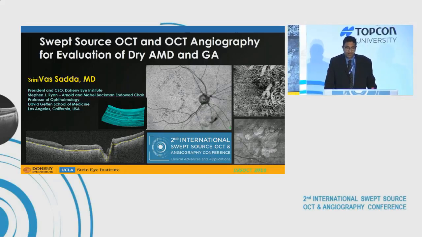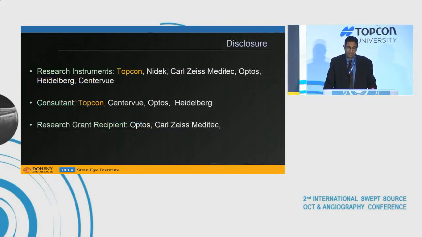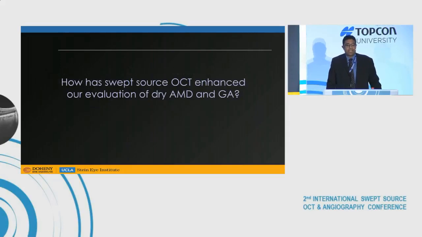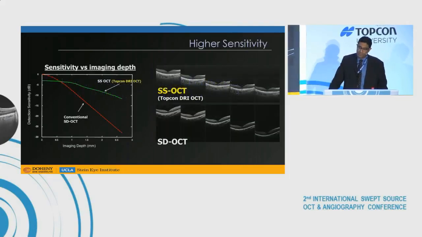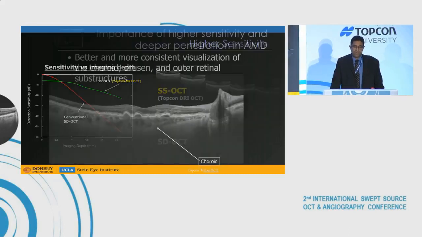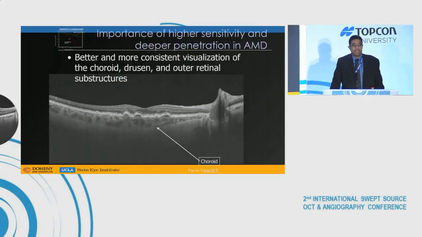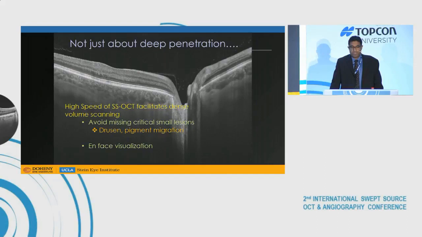All right, so I'm going to talk about swept source OCT and OCT A in dry AMD. These are my disclosures. My focus is how swept source OCT has enhanced our evaluation of dry AMD and GA. The previous speakers, starting with Wolfgang Drexler and also Charles and Carl, emphasized this improved sensitivity with swept source OCT, which is very helpful for looking at the structures we're interested in in AMD: more consistent visualization of the choroid, drusen, and some of the outer retinal substructures.